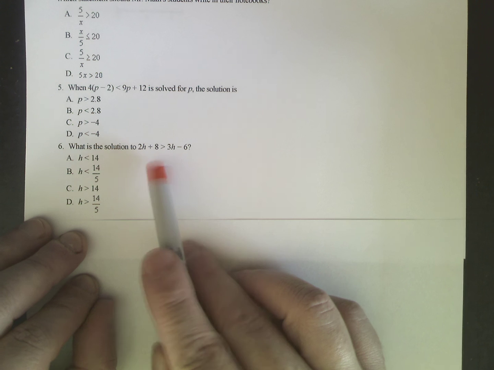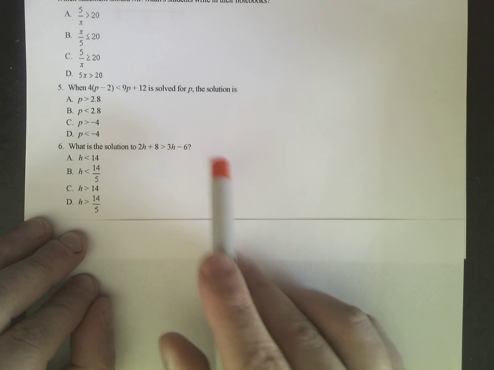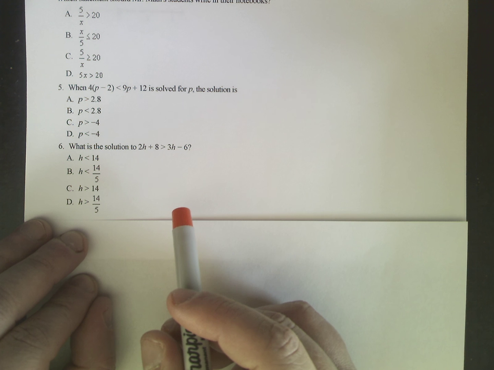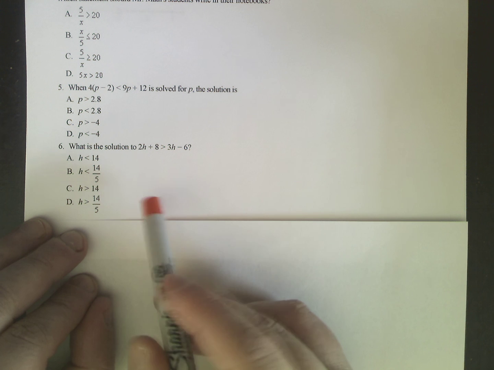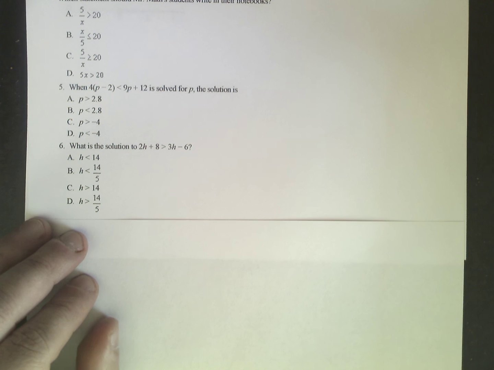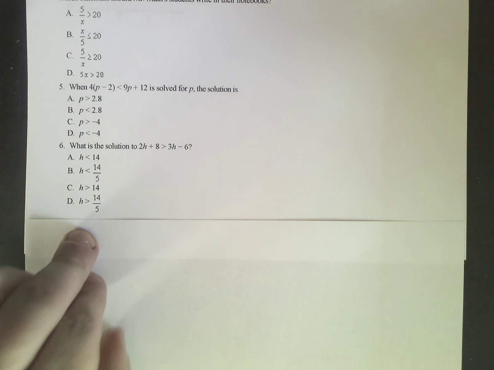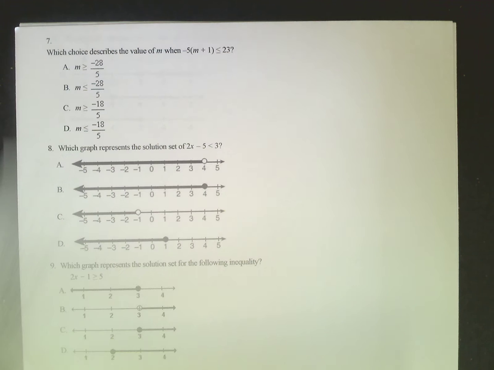What is the solution to 2h plus 8 is greater than 3h minus 6? Is it A, h is less than 14? B, h is less than 14 over 5? C, h is greater than 14? Or D, h is greater than 14 over 5? Okay, moving on, next page, question 7.